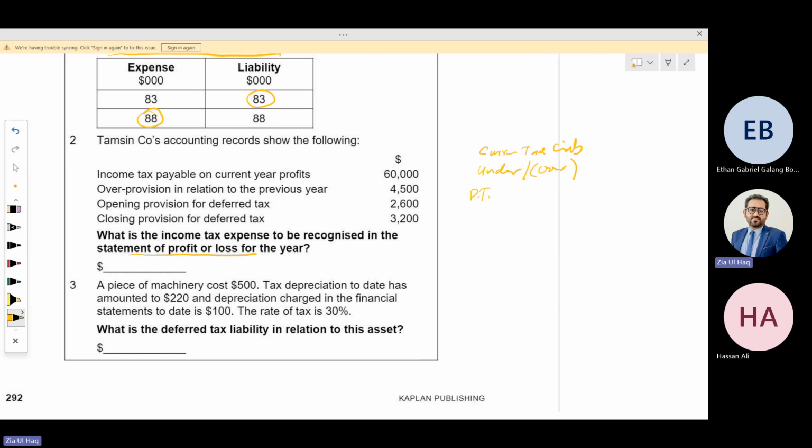So income tax payable for the current year is 60,000. Over provision 4,500, that we need to deduct. And opening provision for deferred tax is this, while closing provision is this. Is there an increase or decrease? How much? 600. That increase will be added. 56,107.